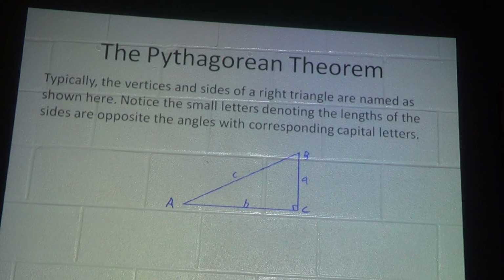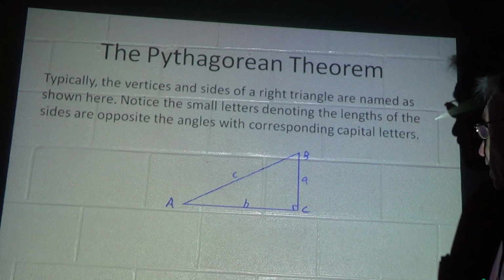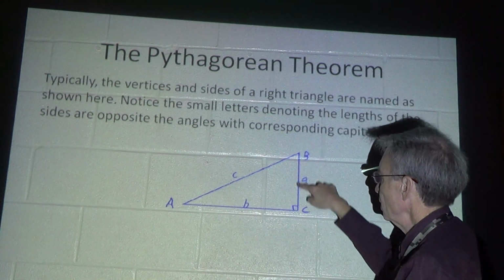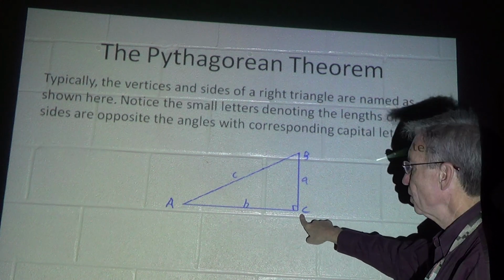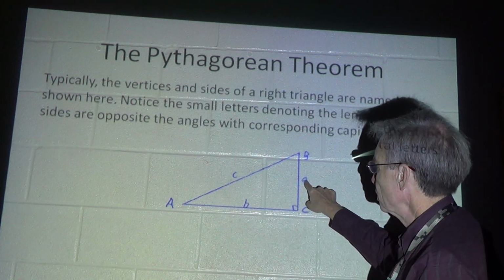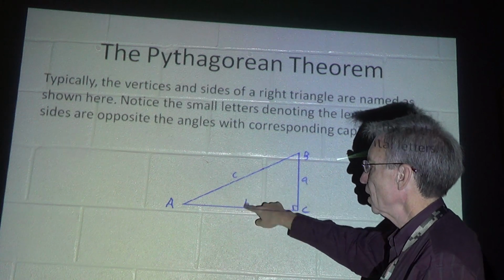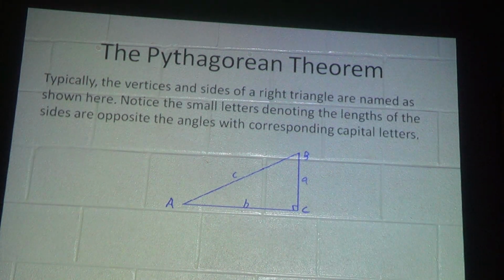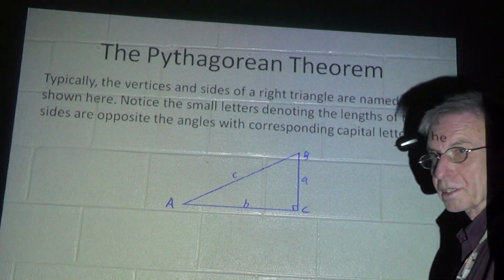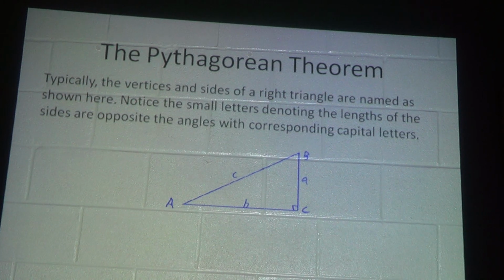Okay, the Pythagorean Theorem. Typically the vertices and sides of a right triangle are labeled like this. Notice that you got A, B, and C. C is always generally the 90-degree angle. Notice that the small letters are the names of the segments across from the angles with the same lettering. So that helps you figure out what you're looking at every time. But notice that C will always be the hypotenuse, so that means that C always has to be the 90-degree angle.